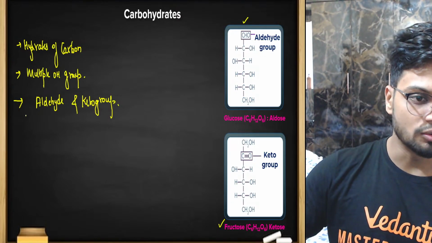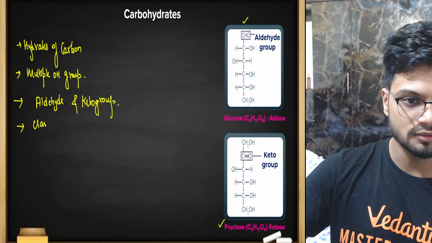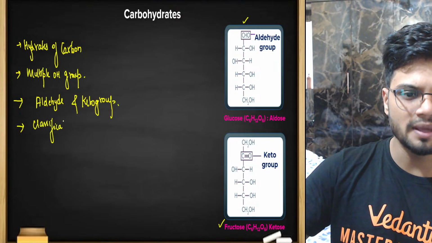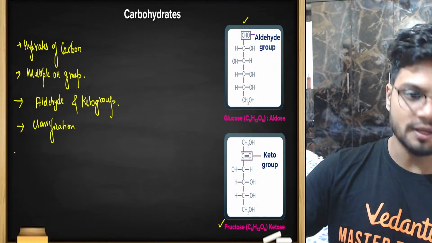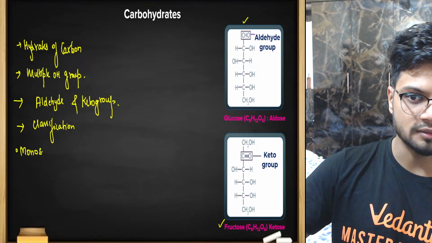Now, let's learn the basic classification of carbohydrates, the most basic. For example, there is something called a monosaccharide.